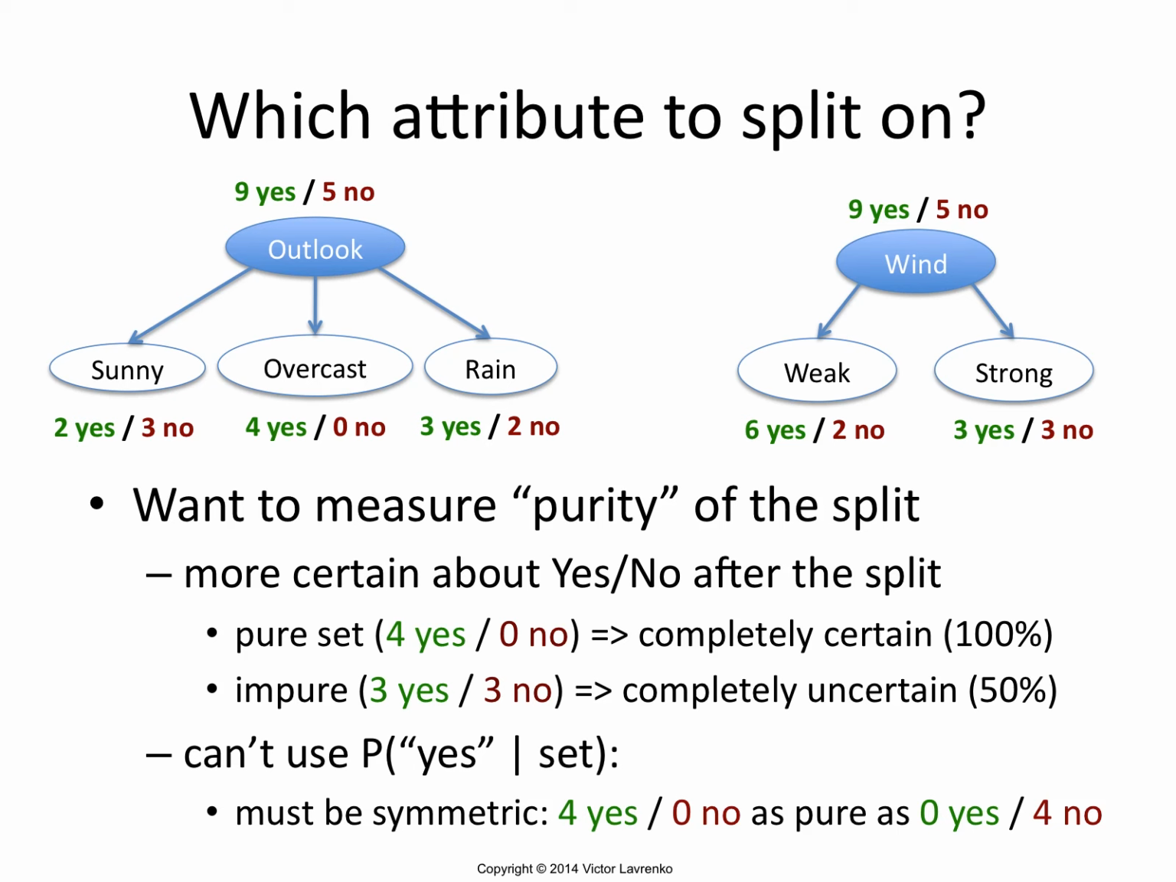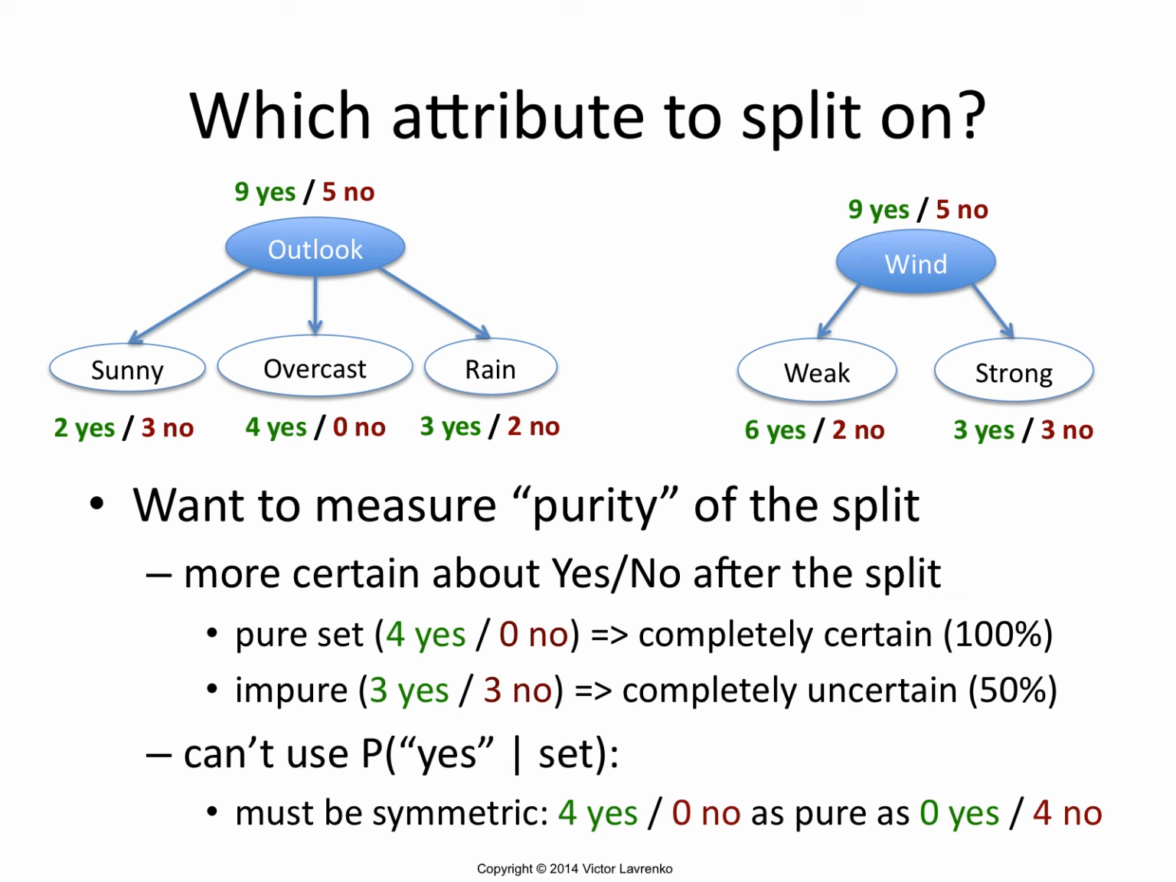So that's what you want. You want to come up with some sort of a measure, some sort of a formula that captures the purity of the split. Basically, before the split, you were uncertain about which nodes would be positives and which would be negatives. And hopefully after the split, you are more certain. If you have a pure subset, you're completely certain. If you have a 50-50 subset, then you're completely uncertain. So you want splits that give you as much certainty as you can get.